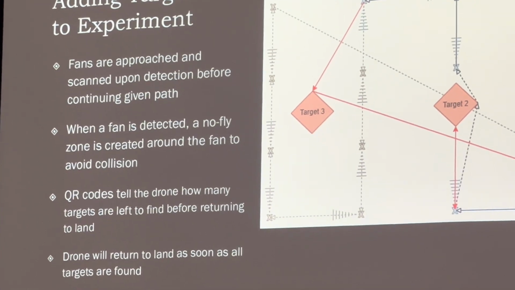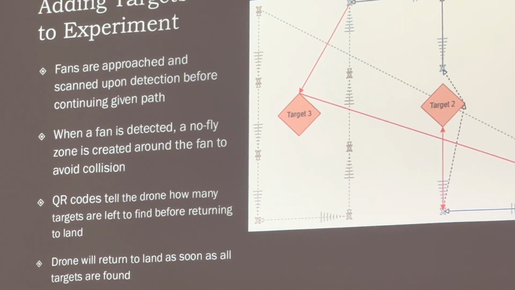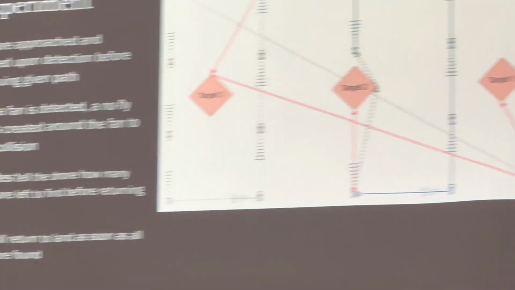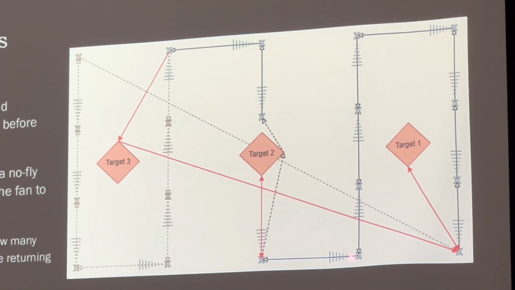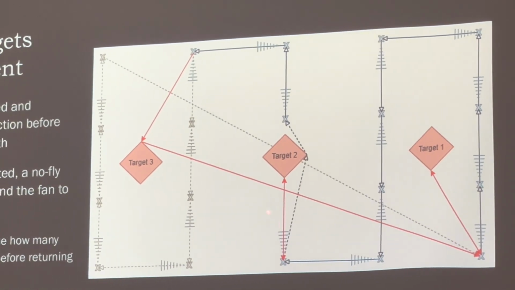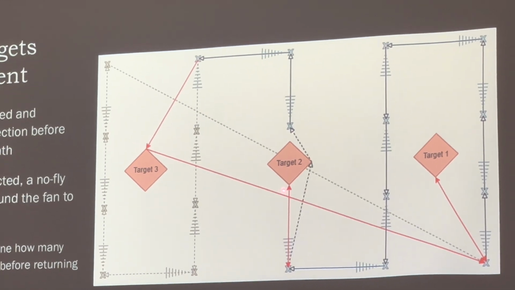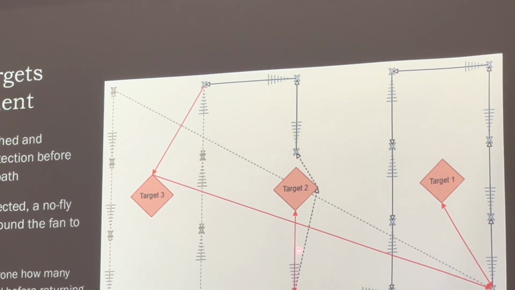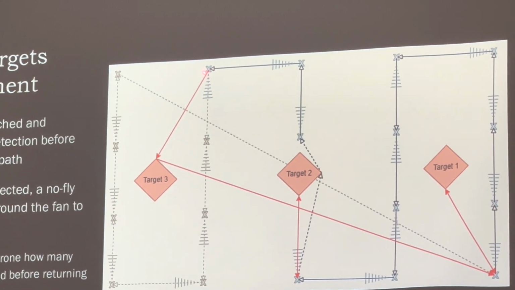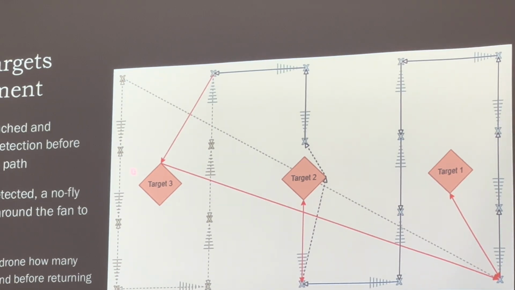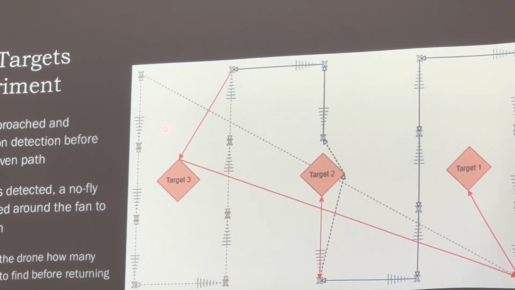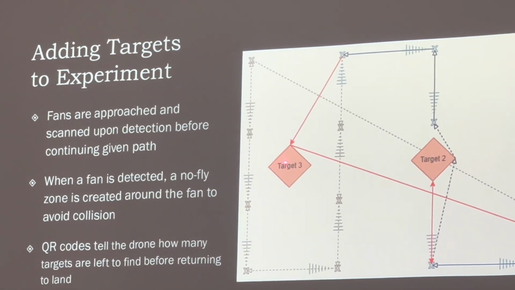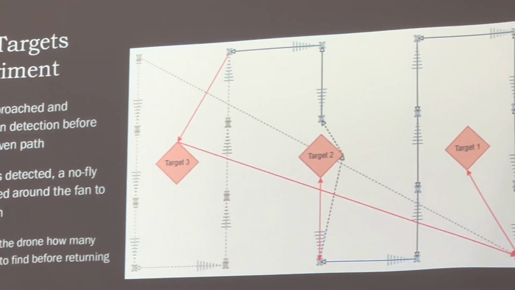When the drone scans a QR code, it does make a small no-fly zone around that area to avoid collision, because it does fly at a height at which it could collide with the fans. So for example, when it gets to here and faces forward, it can see target 2, so it'll fly to it, scan its QR code, and then continue on the exploration path but go around it. And at this point right here, when the drone is facing down, it's gonna see target 3, approach it, scan it, but instead of going back to the path to finish, the QR code tells it that it found the 3rd target, so it can go back to the origin.